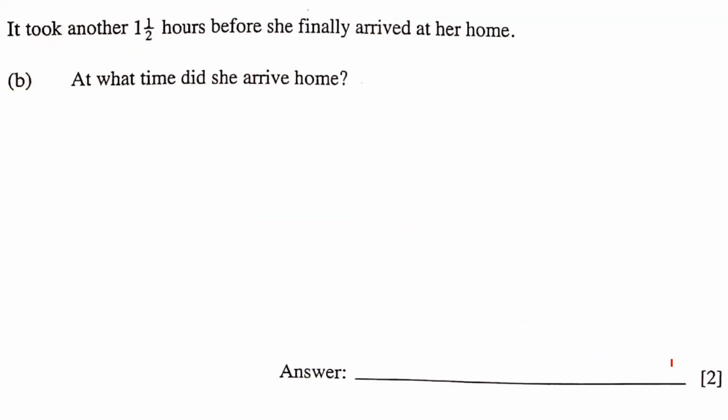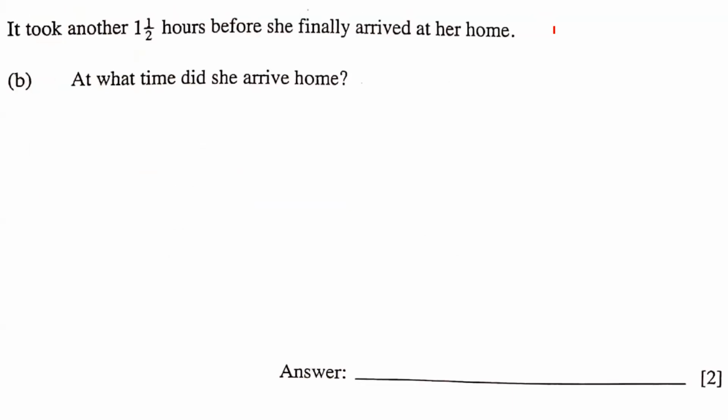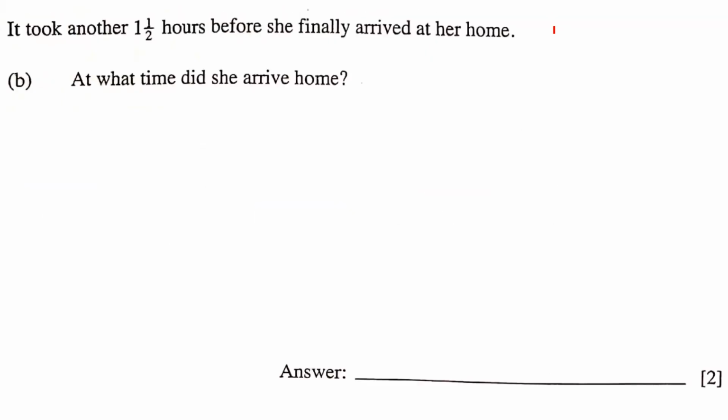7B says, it took another 1 hour and a half before she finally arrived home. At what time did she arrive home? But remember, if we look at question 7, she arrived in Nassau at 12:35 p.m. That's what time she arrived at Nassau, but that's not the time that she arrived home.